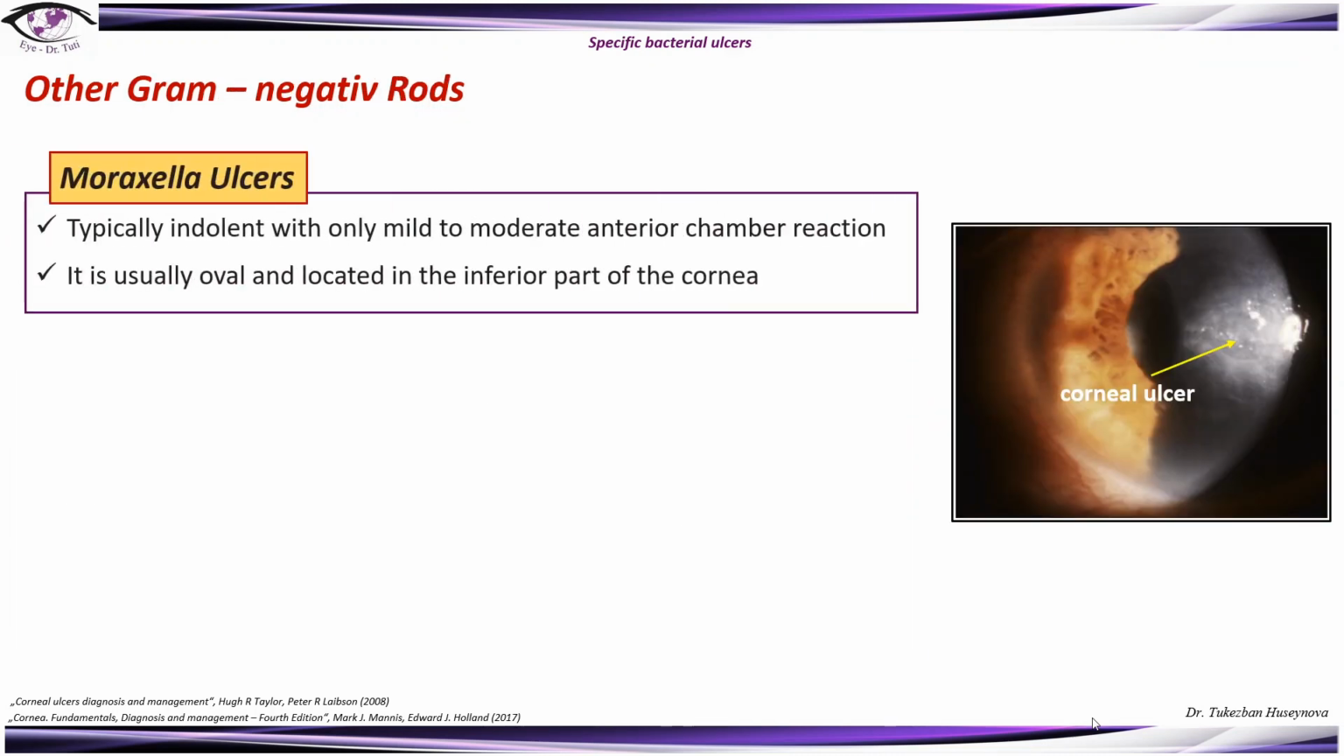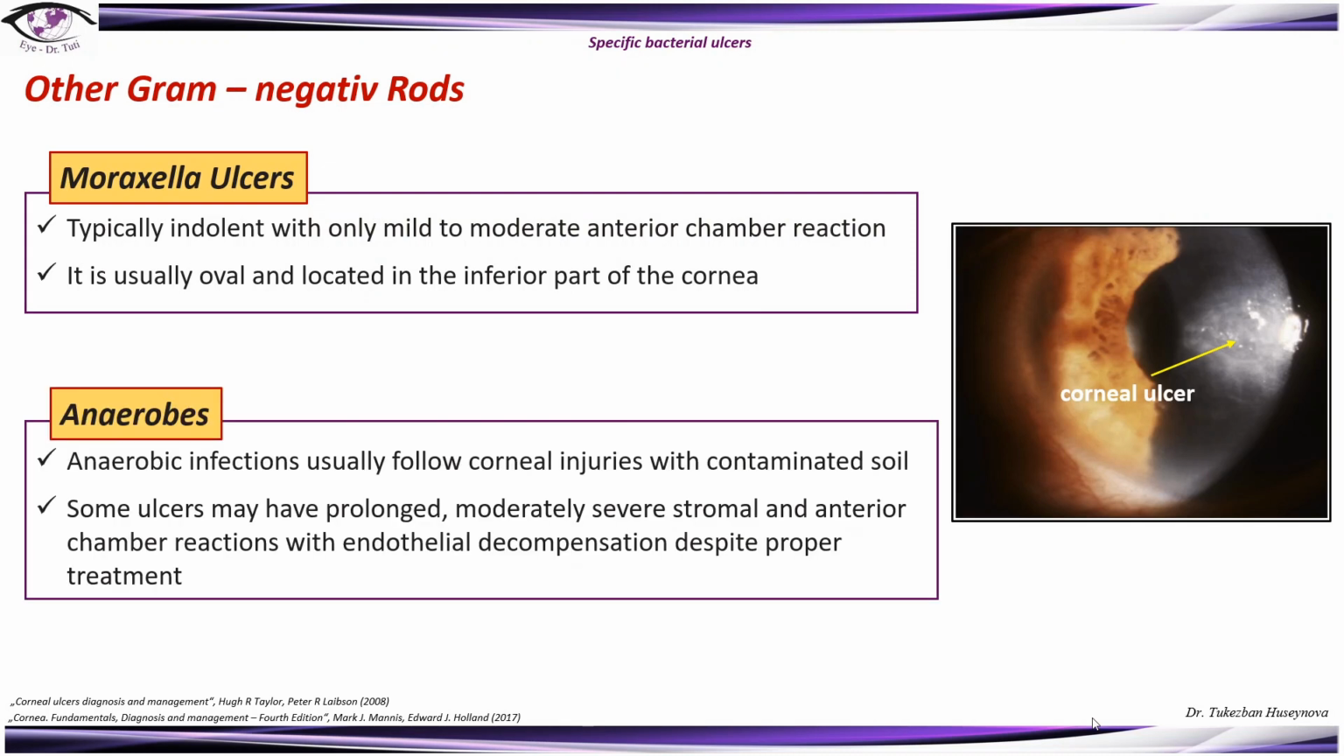Other gram-negative rods, such as Moraxella ulcers, are typically indolent with only mild to moderate anterior chamber reaction, and usually oval and located in the inferior part of the cornea. And anaerobic infection usually follows corneal injuries with contaminated soil. Some ulcers may have prolonged, moderately severe stromal and anterior chamber reaction with endothelial decompensation despite proper treatment.